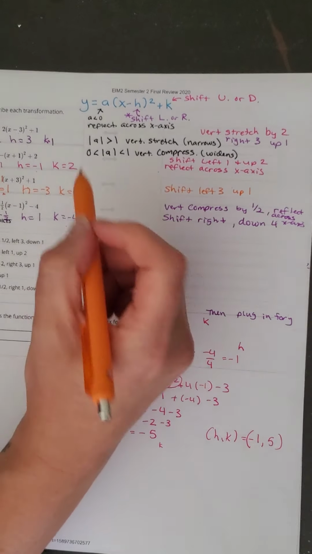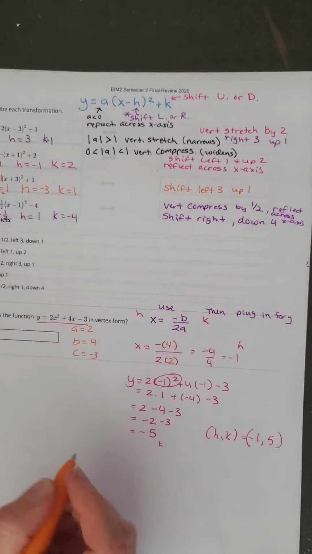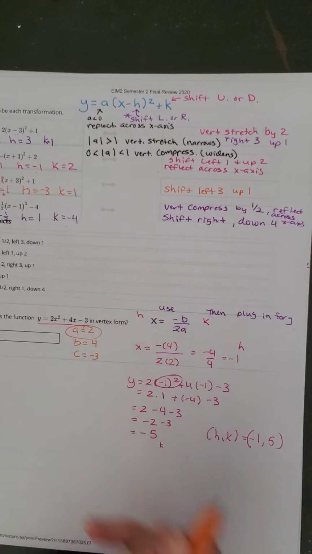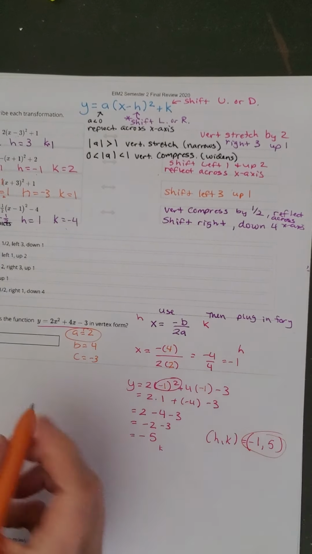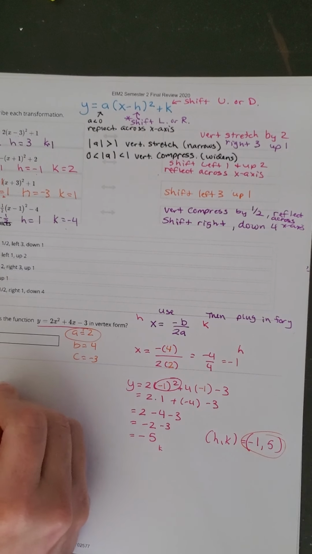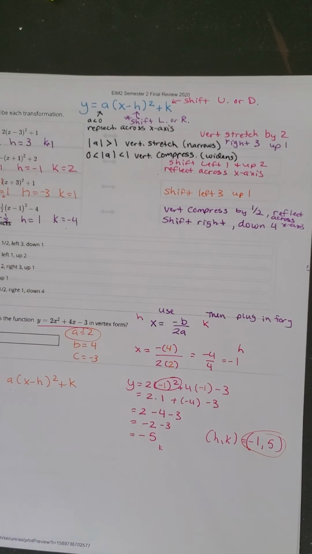And then we're going to write it in this form, y equals a(x minus h) squared plus k, where a was 2, and h and k are right here: negative 1 comma 5. So y equals a(x minus h) squared plus k. And let's sub these guys in.